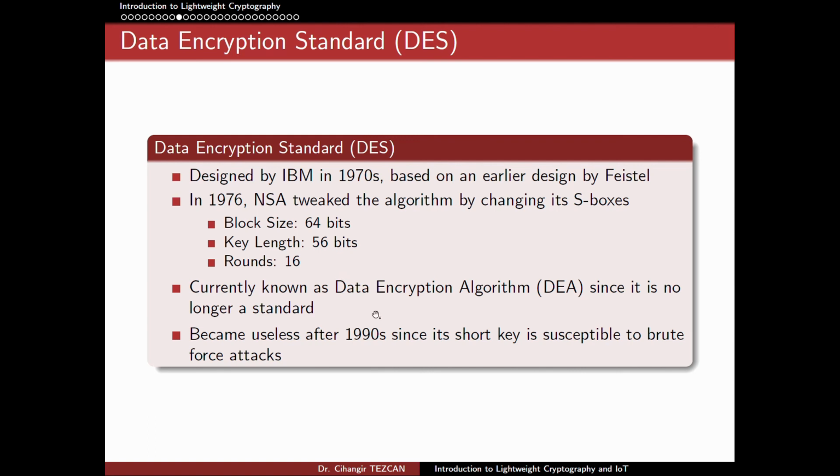This algorithm has a block size of 64 bits, a key length of 56 bits, and it has 16 rounds. Currently it is known as the Data Encryption Algorithm, because using the word standard is misleading and people are still using it thinking that it is secure. So changing the name is a good idea. It became useless after the 1990s since its short key is susceptible to brute force attacks. But as I told you, people are still using it, and we are still seeing some applications for mobile phones using this as if it is a secure algorithm.